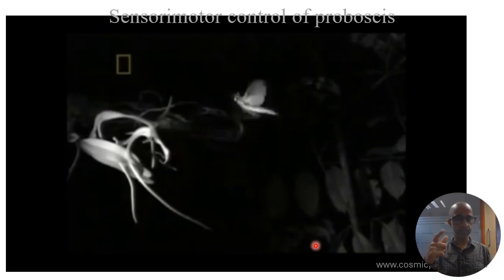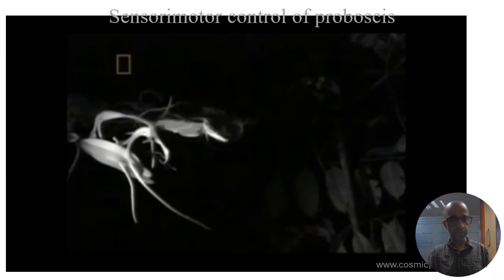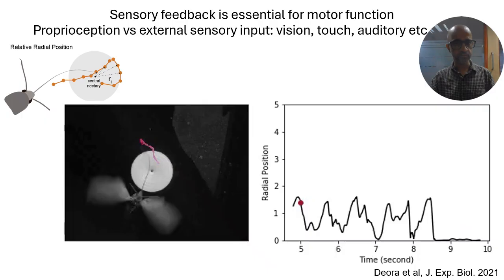And the moth was using smell to find a flower. Once it got to the flower, it was using that sense of touch to figure it out. So here we'll look at the next video that should make clear the kind of strategies.